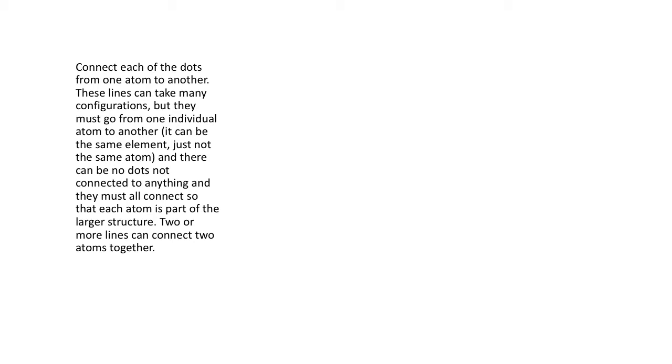And there can be no dots not connecting to anything. They must all connect so that each atom is part of a larger structure. 2 or more lines can connect 2 atoms together. So effectively what it's saying is, here is our diagram, and you're going to have to connect the dots. You're allowed to do this because it can be from one individual atom to another. It can be the same element, just not the same atom. However, if I did this, then I would be forcing myself to do this because all of the dots have to have something on it. And they must all connect so that each atom is part of a larger structure.